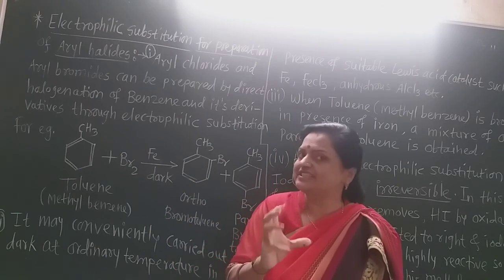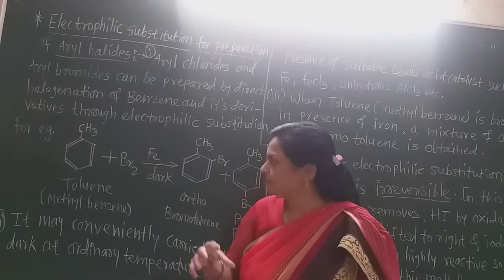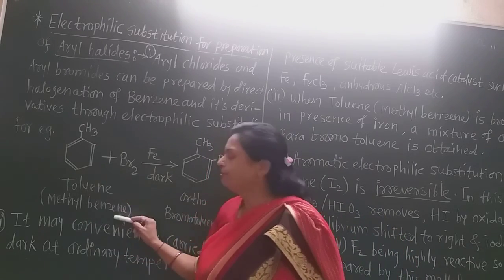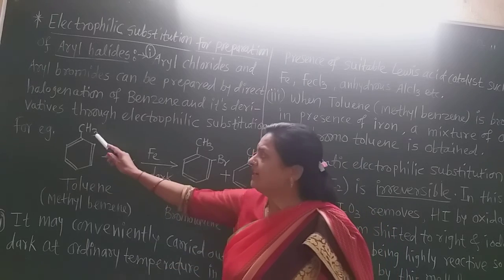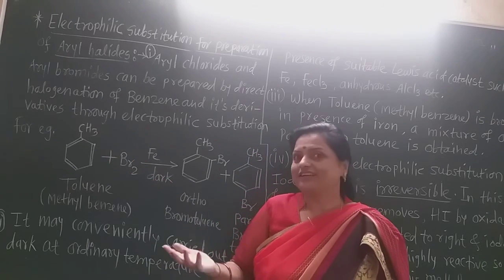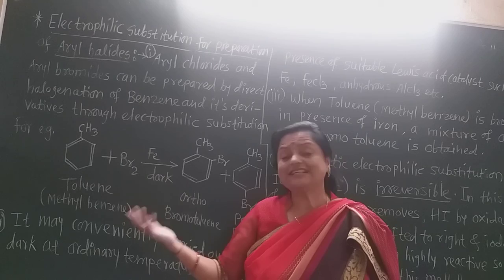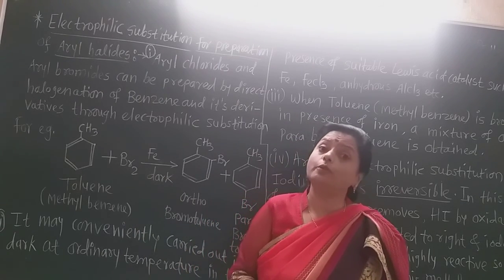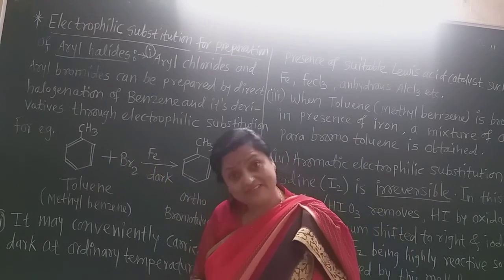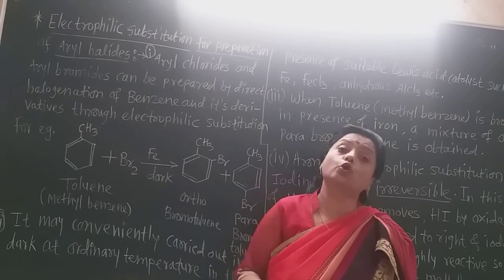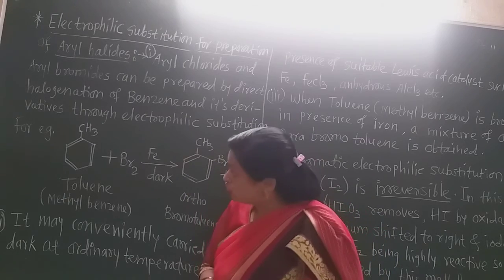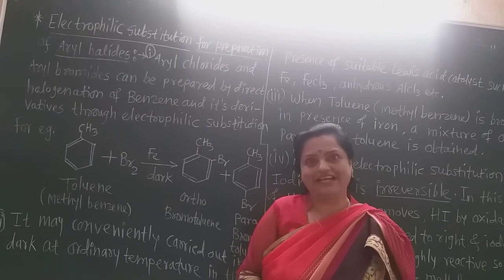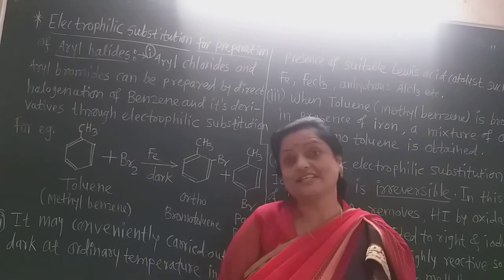Now first see the example, then we will describe it. See, this is toluene. Toluene means methyl benzene. Now this methyl group has a plus I effect or a minus I effect? Can you tell me from your 11th science chemistry knowledge? An alkyl group always has the plus I effect, that is the electron donating effect. So the ortho and para positions get activated due to that. We know this from 11th science.